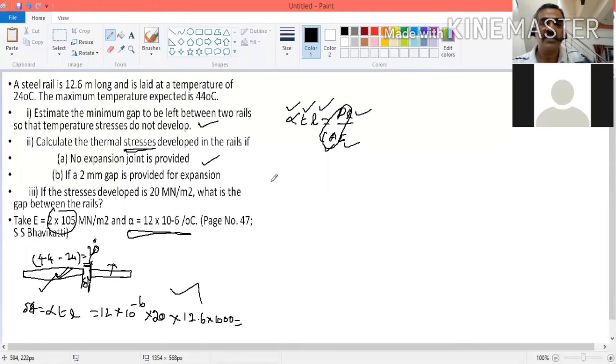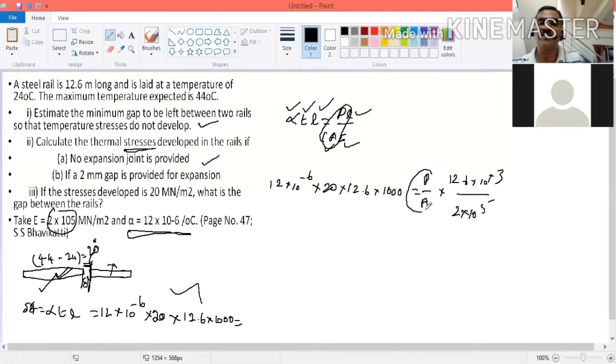Now alpha is 12 into 10 power minus 6, into temperature 20, into L, 12.6 into 1000, is equal to P by A, that is the stress, into L, again 12.6 into 10 power 3, divided by Young's modulus. What is Young's modulus? 2 into 10 power 5. Now you can calculate the value of P by A. You will get some value in Newton per millimeter square.